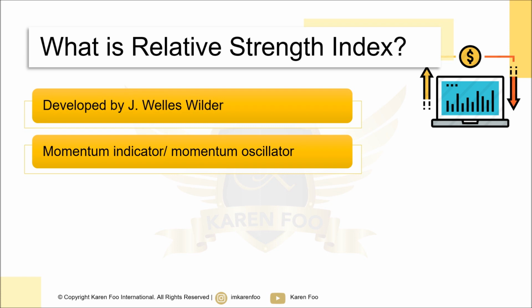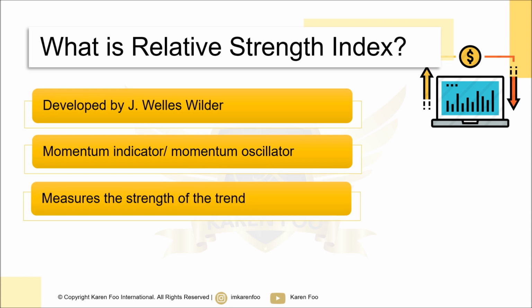Now, I'm not going to go into the calculation because it's not that important to know. Basically, it takes the average of the up days and the average of the down days to compute the RSI. It measures the strength of the trend, the momentum of the trend. But with that said, if you see RSI slowing down a little bit, it doesn't mean that there's no more momentum. It just means that the acceleration has slowed down.